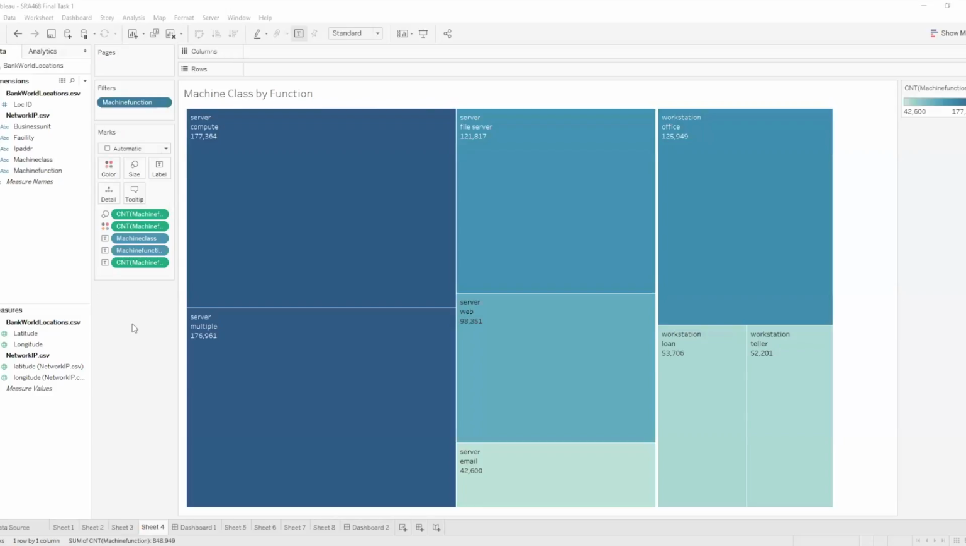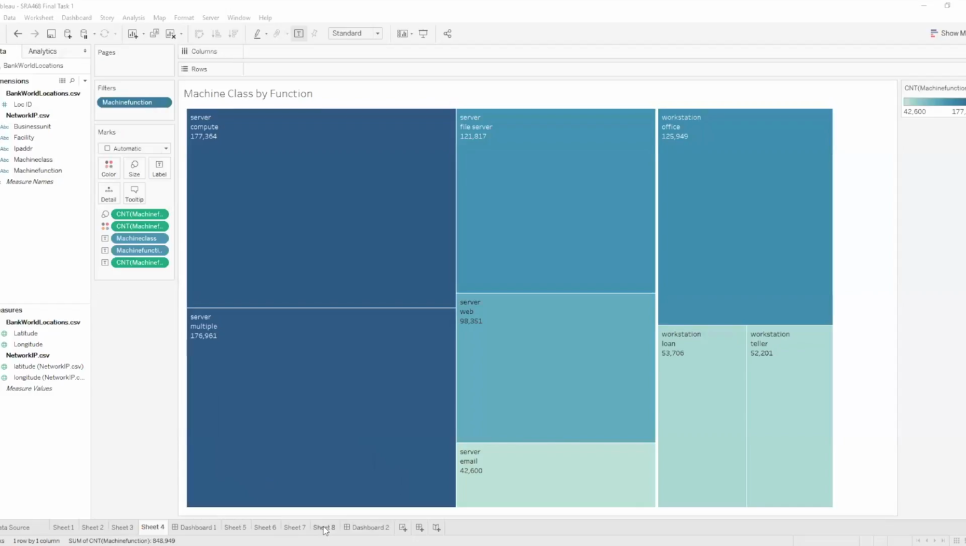The chart helps us pair the actual amount of machines per category. The server class contains 566,109 machines, followed by the workstations at 203,369, ATMs at the smallest amount at 37,587. You can also see the majority of servers are either classified as compute or multiple for their function. Web and file servers are the next most common function for servers, with email being the least common function. For workstations, the majority are classified as being offices, with loan and teller being a little bit below half of the quantity for each.